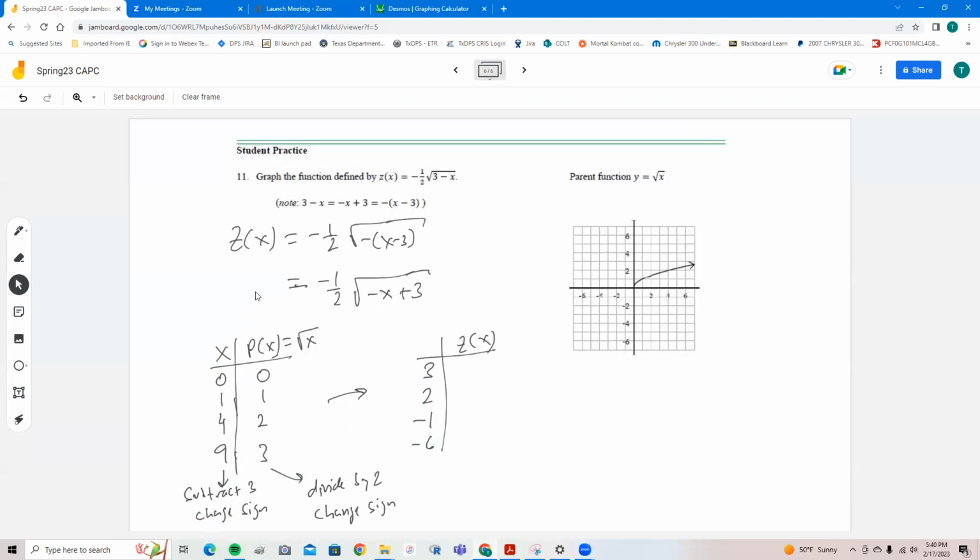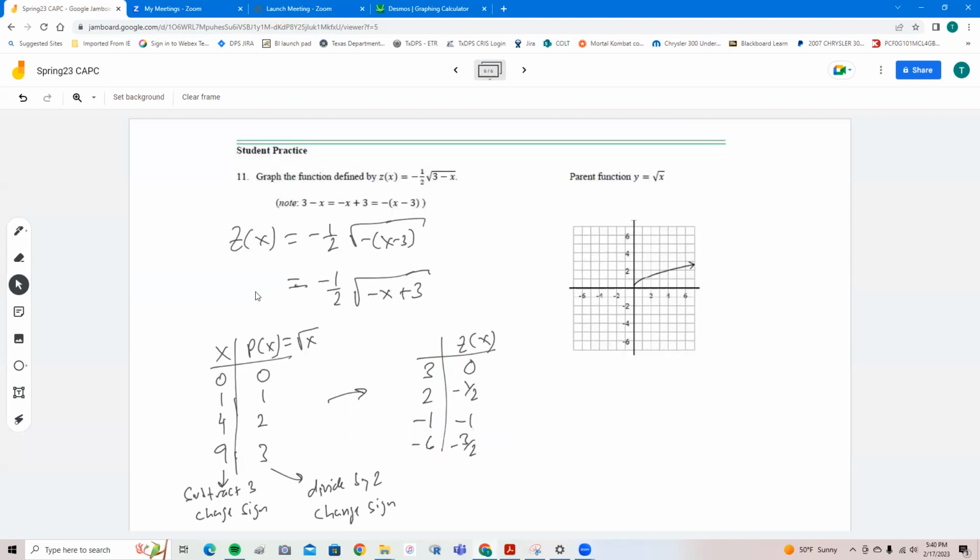Now the output values: 0 divided by 2 is 0. Change the sign, still 0. 1 divided by 2 is a half. Change the sign, you get negative 1/2. 2 divided by 2 is positive 1. Change the sign, you get negative 1. And 3 divided by 2 is 3/2. Change the sign, you get negative 3/2. So these are our new points: (3, 0), (2, -1/2), (-1, -1), and (-6, -3/2).